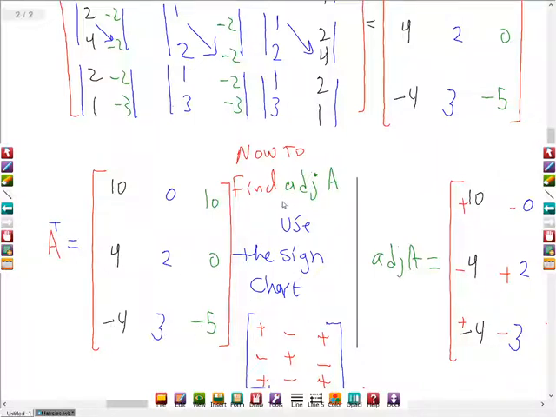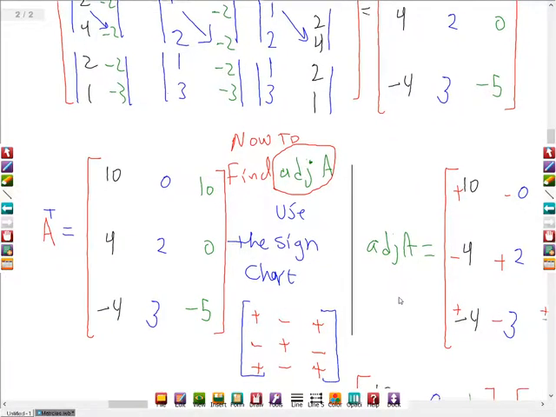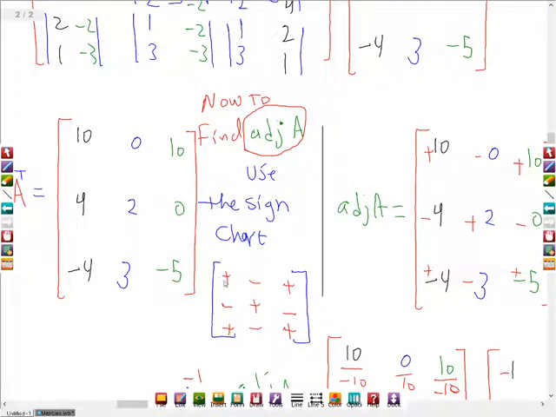What you need to find now? You need to find the adjoint matrix. To find the adjoint matrix, look what you're gonna do. Something simple and easy. You have to use this sign chart. You see, plus, minus, plus. Minus, plus, minus. Plus, minus, plus. If you have plus here, minus, plus. If you have minus, plus, minus. If you have plus, minus, plus.